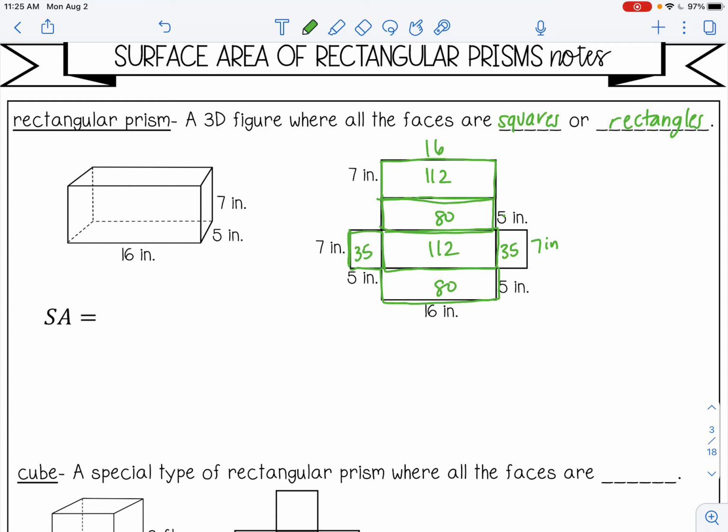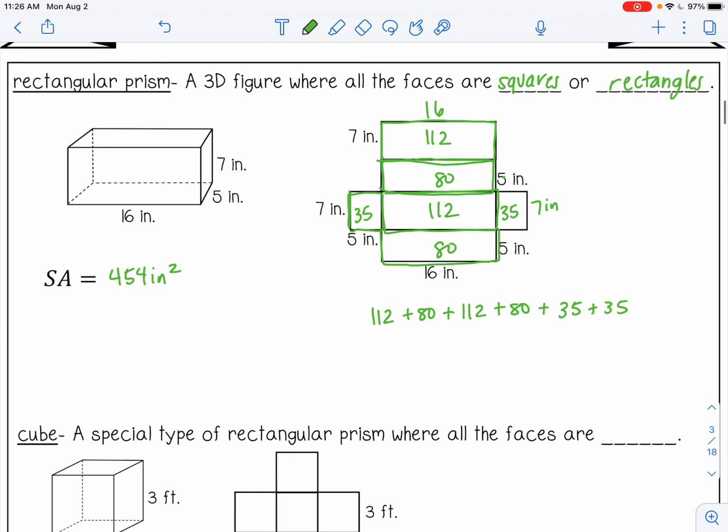So if we want to find the total surface area, basically we need to add all those areas up. So 112 plus 80 plus 112 plus 80 plus 35 plus 35. That will give us the total area. When you add that up, that's 454 inches squared.